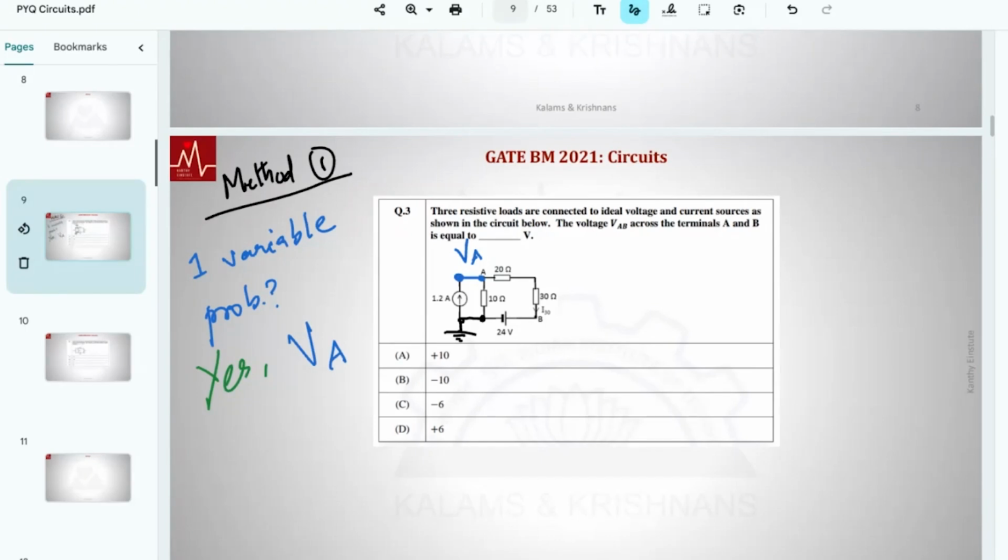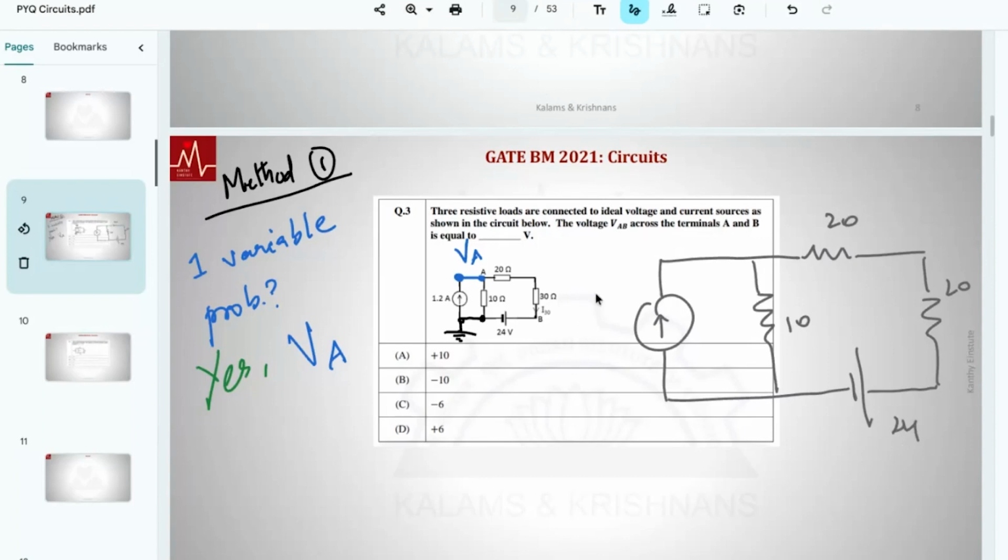Probably you're doing some sort of source transformation. I will also do that, but notice here the current entering is 1.2. Let's draw this: 20, 20, 10, 24. My claim is there is one unknown voltage here. It is all at the same voltage, it's a piece of wire, same potential. Let's ground this. Whether you ground it here or here, it's all one and the same point. There is a current, let's say I1, and a current I2. Notice that what is entering, 1.2, equals I1.